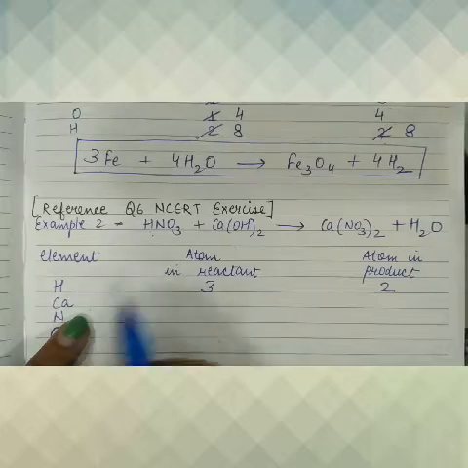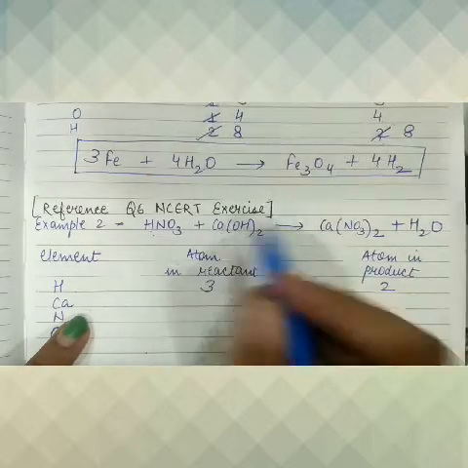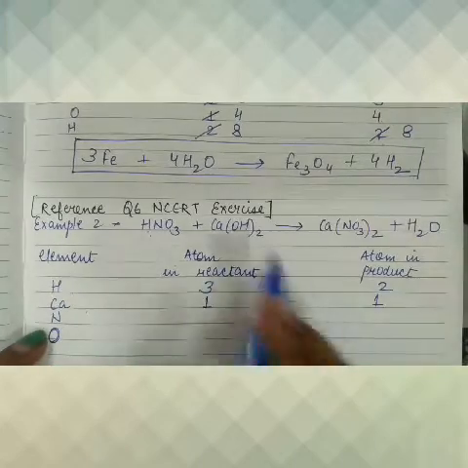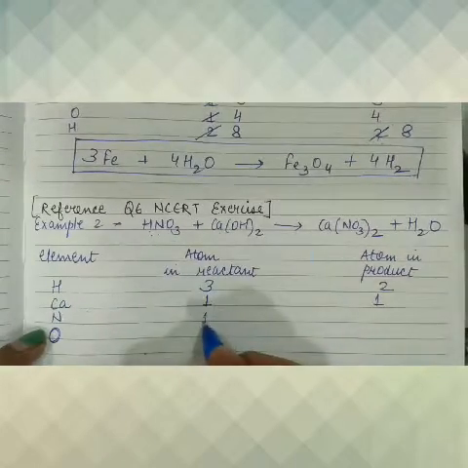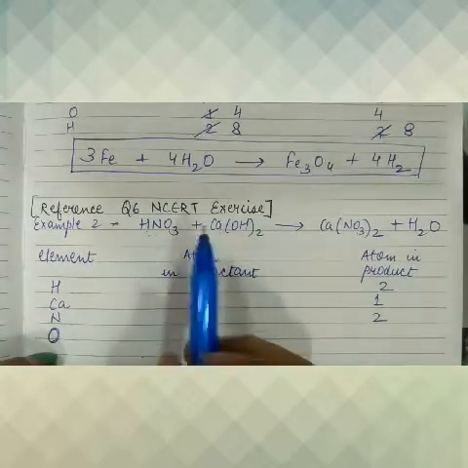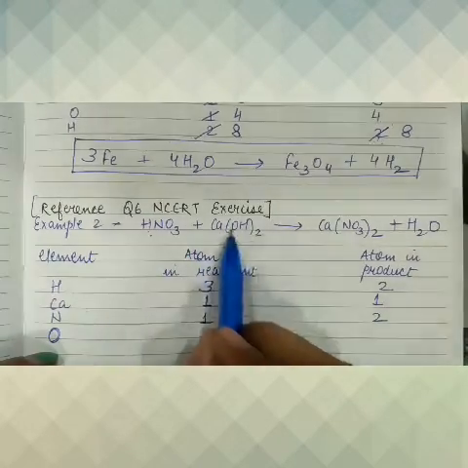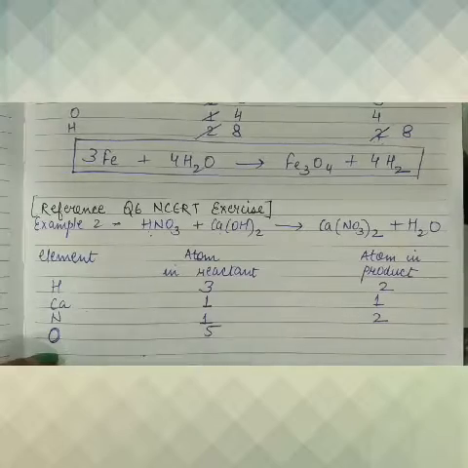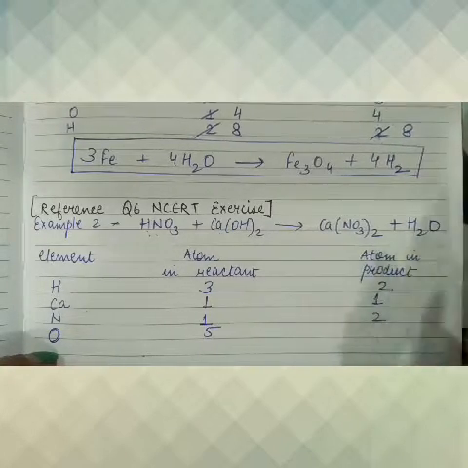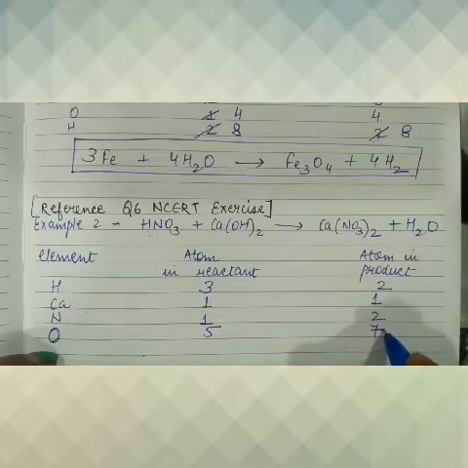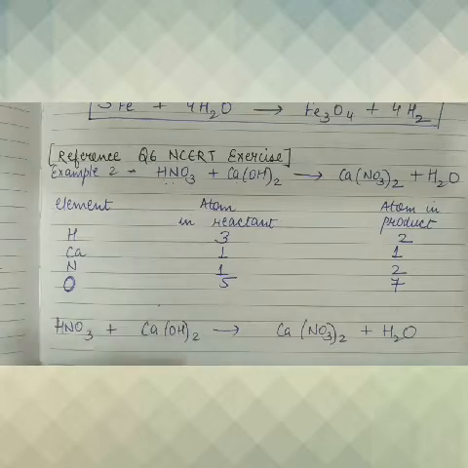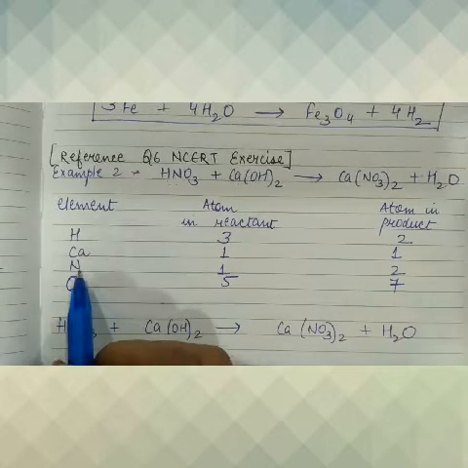In the case of calcium, the number of atoms in the reactant side is 1. In the product side also 1. For nitrogen, 1 into 2, it's 2. For the oxygen it's 3 and 2, it's 5. In the product side it is 3 2s are 6 plus 1, it's 7. In this case, the most convenient is to balance the number of nitrogen atoms.